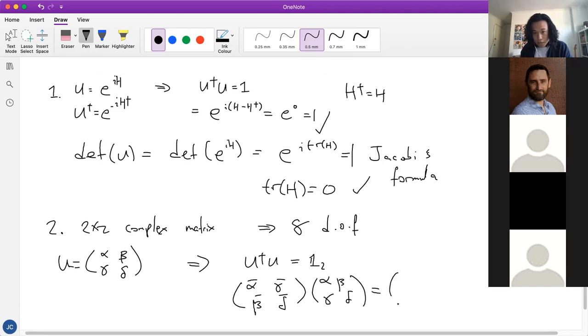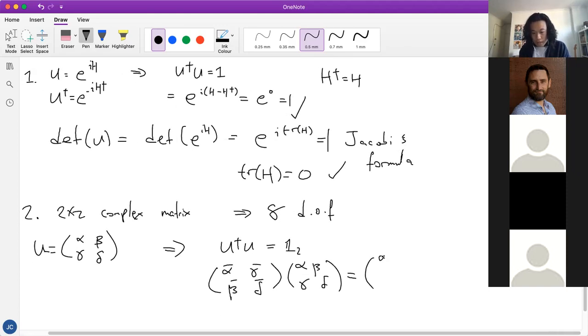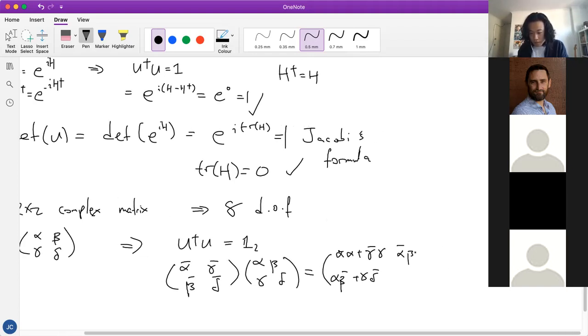So then that equals alpha bar alpha plus gamma bar gamma, alpha beta bar plus gamma delta bar, alpha bar beta plus gamma bar delta, beta bar beta plus delta bar delta. Okay, cool. And this has to equal an identity matrix. So this has to equal 1, 0, 0, 1.